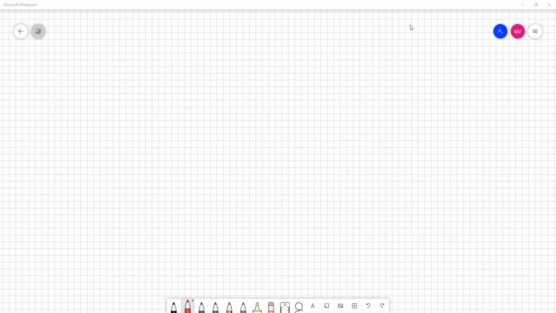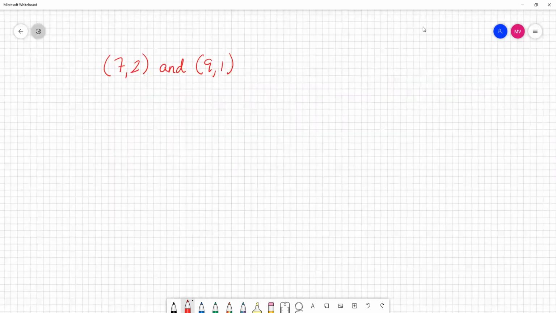All right, so for the first one, let me see. We've got 2 points, (7, 2) and (9, 1). For number 1, we're told to calculate the distance. What's the distance formula? We know it involves a square root, right? So we have d equals, that's okay, Aiden's back there getting it. D equals what?